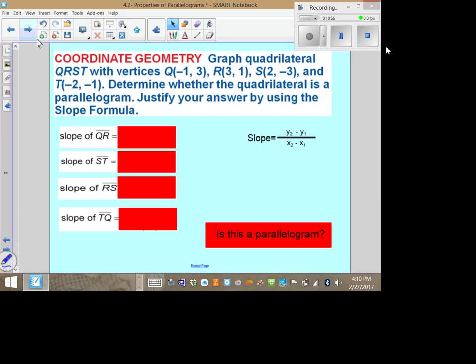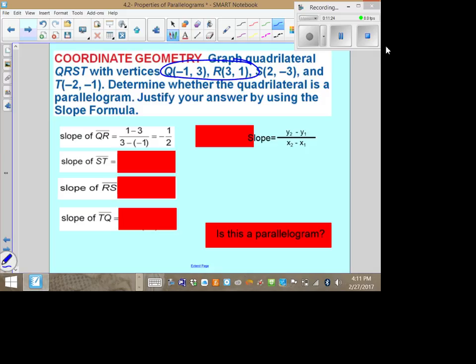So looking at coordinate geometry, it says graph quadrilateral QRST with vertices at these coordinate points and then determine whether the quadrilateral is a parallelogram. So justify your answers by using the slope formula. So we're going to find the slope for each of these. So for QR, we're going to take 1 minus 3, so our y values, and then subtract our x values. We're going to get a slope of negative 1/2.